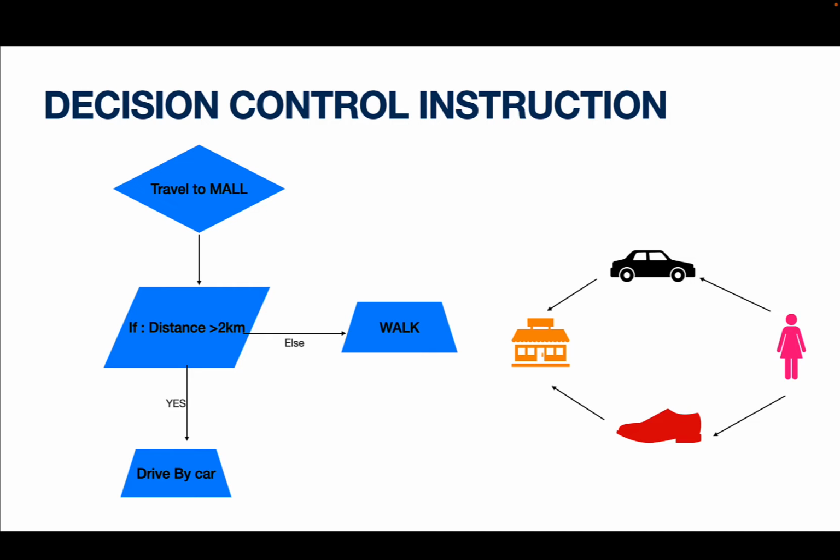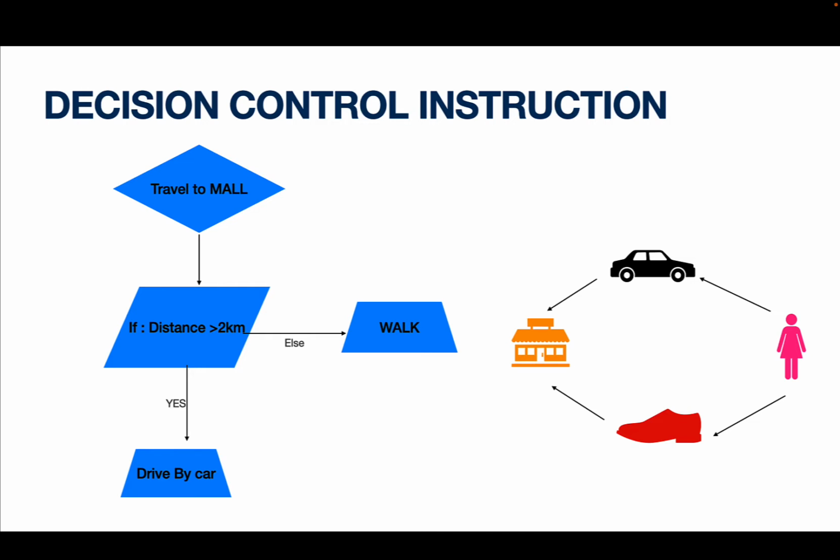If you are traveling to a mall, then you go to a condition, okay, if distance is greater than 2 kilometers, there is a yes scenario where we drive by car, and then there is an else scenario where we walk. So here the keywords to notice are if and else, because with the help of these terms we are defining what we will do in what scenarios. Like if the distance is greater than 2 kilometers, then drive by car, else walk.